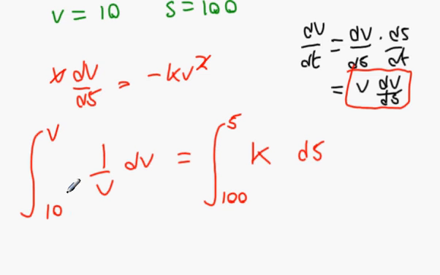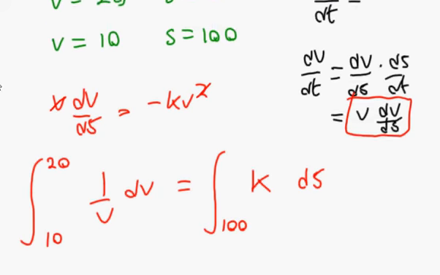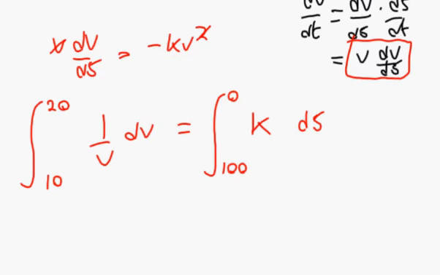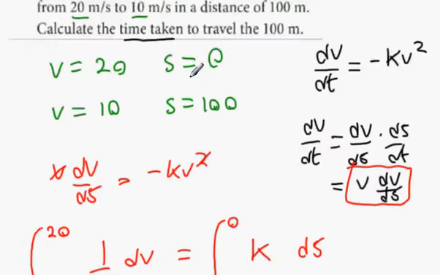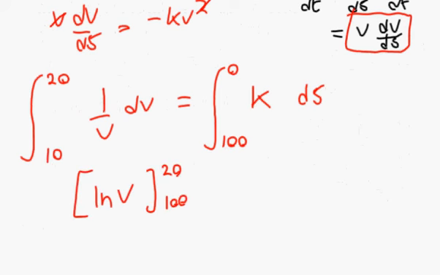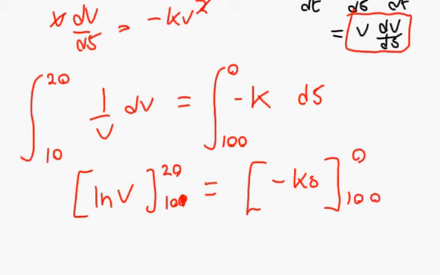Because when your speed is 10 meters per second, you've traveled 100 meters, and v in terms of s. Now, what we know about the starting velocity is it's 20, and s is 0 when v is 20. Then we can integrate both sides. We're going to get ln v from 20 to 10. This should say 10, not 100. So it's minus k as well. We get ln v from 20 to 10 equals minus ks from 0 to 100. Integrate both sides.